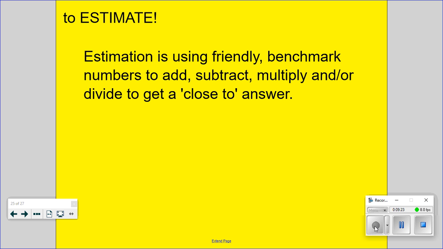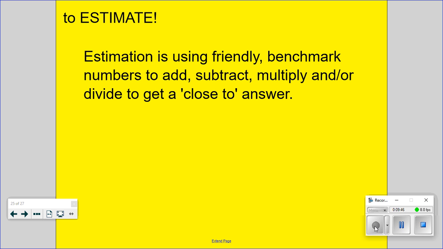So estimation is that other math. So we just rounded, we made our numbers easy, and then we added them. That is estimation. Or we multiplied them. That is estimation. We're not getting an exact number when we estimate. I'm making a guess. I'm getting a close to answer.